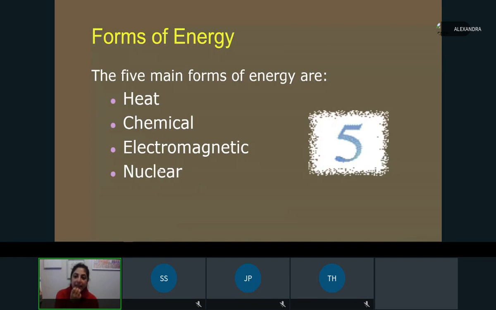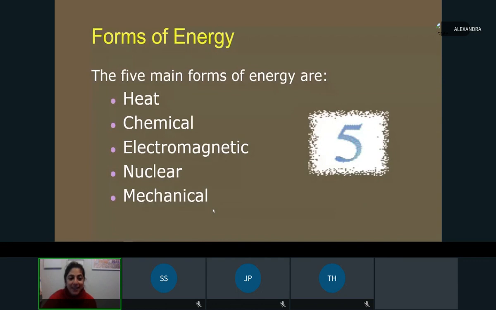So nuclear is the energy of movement in elements between atoms. And so that's why we have nuclear power plants. And the last one, which is mechanical. Mechanical energy is whenever there's physical movement. So that's what we're talking about with windmills.